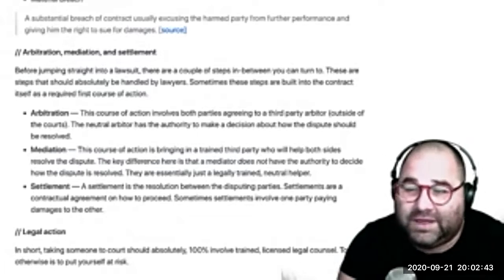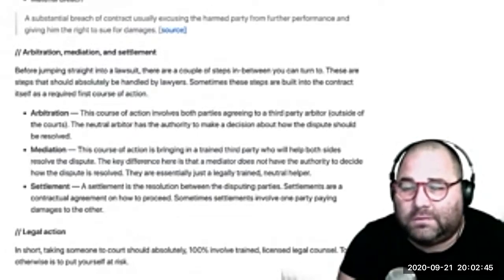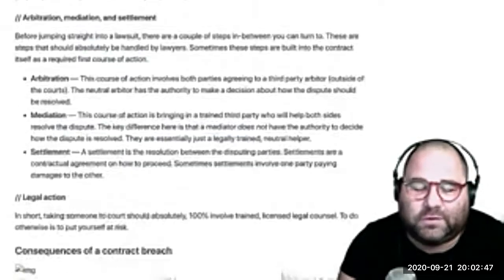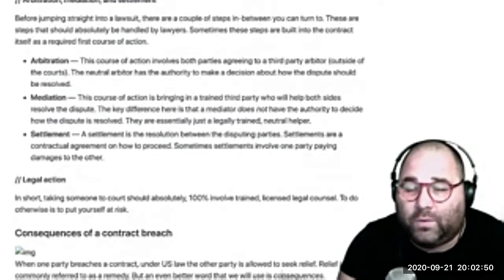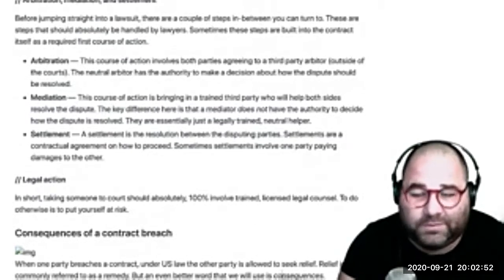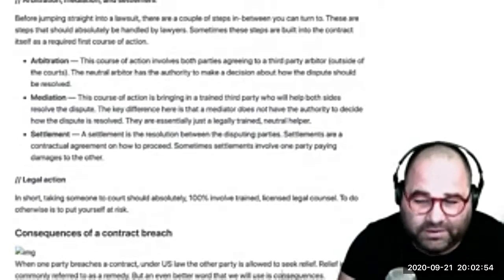And so finally, we have legal action. So in short, someone takes you to court. 100% you need legal counsel if you're being taken to court. Doing otherwise will put you at risk.